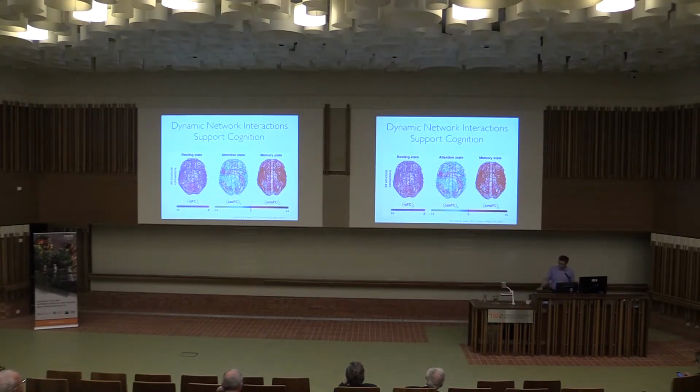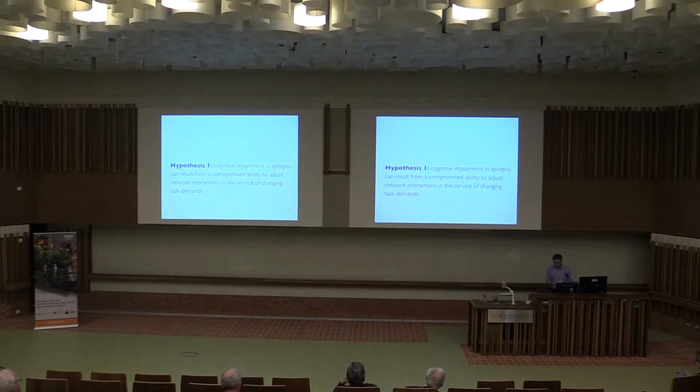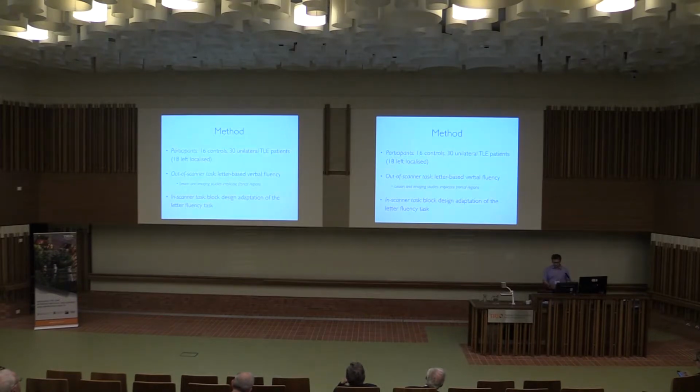So findings such as these suggest that dynamic reweighting of connections is essential for cognition. So this leads us to the first hypothesis that I want to address today, namely that cognitive impairment in epilepsy can result from a compromised ability to adjust network interactions in the service of task demands. And we address this hypothesis by studying letter-based verbal fluency in 30 unilateral TLE cases and 16 healthy controls.